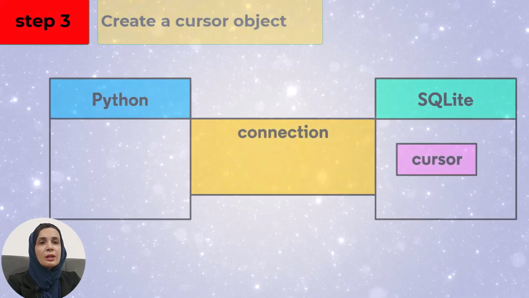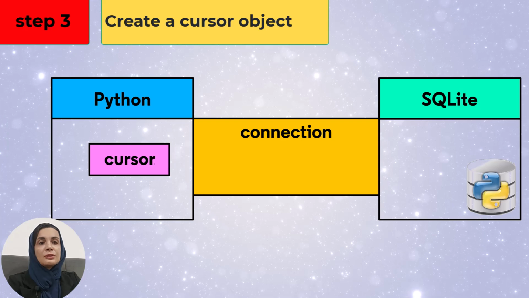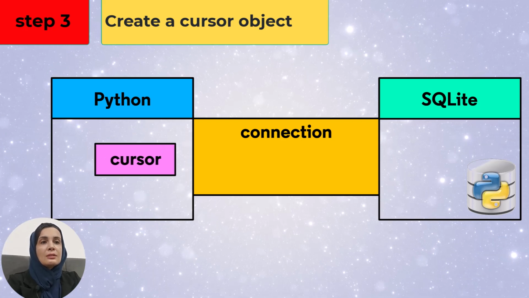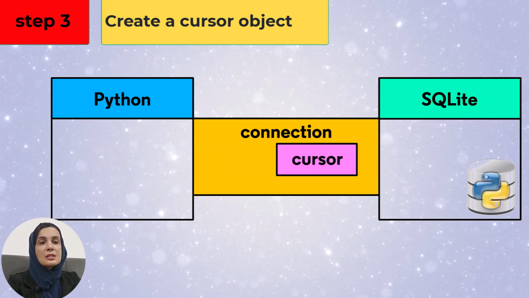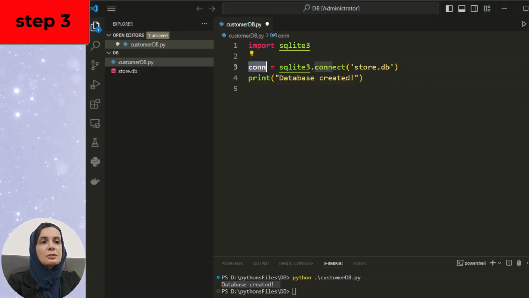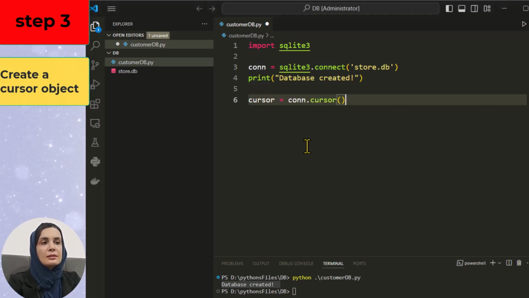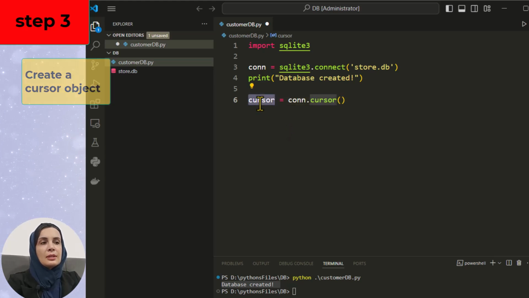Once we've created and connected to the database, we need a cursor object to interact with the database. The cursor allows us to run SQL queries. To create a cursor object, we use the object of our database and the function cursor, like this. This object we use to interact with the store database.